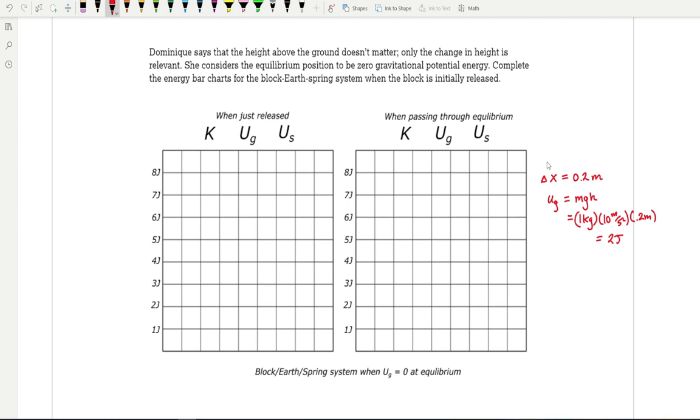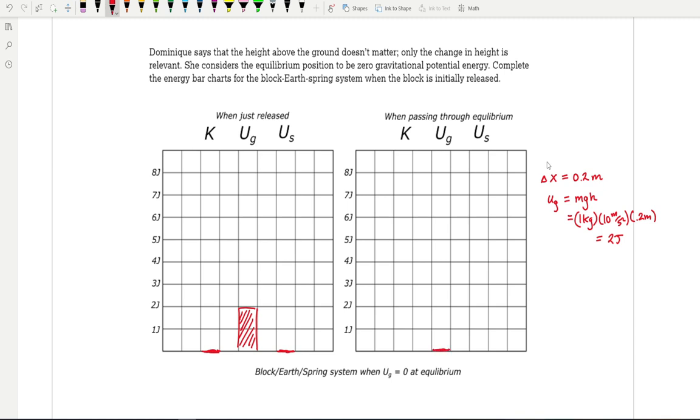So let's see, when it was just released, let's say that there were 2 joules of gravitational potential energy. And the same thing that was in the graph above should still be true. When it was just released, there was no kinetic energy acting on the system, and there was no spring potential energy acting either, because it was in its natural position. It wasn't in its equilibrium position. It was unstretched. So when it goes through its equilibrium position, it's already passed through that 0.2 meters. So that means that the gravitational potential energy went away.